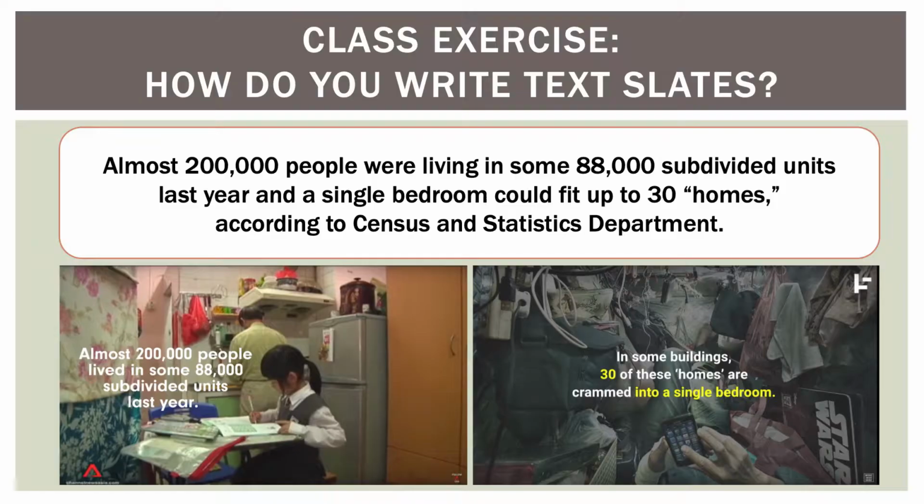So I will write it as 2 text slates. 1, almost 200,000 people lived in some 88,000 subdivided units last year. 2, in some buildings, 30 of these homes are crammed into a single bedroom. And that's it. This is how you should break it up. Don't try to fit everything in one go.